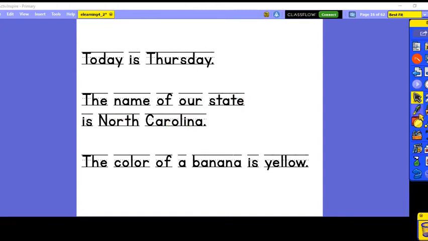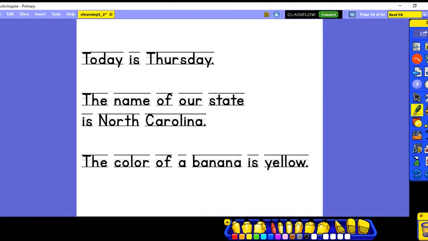Did you see some A words in there? Look at this one. Name. Name has the long A sound, and state has the long A sound. Very good.